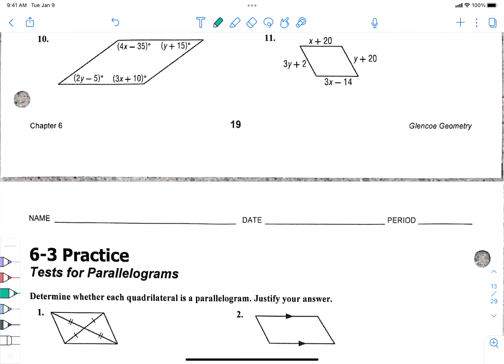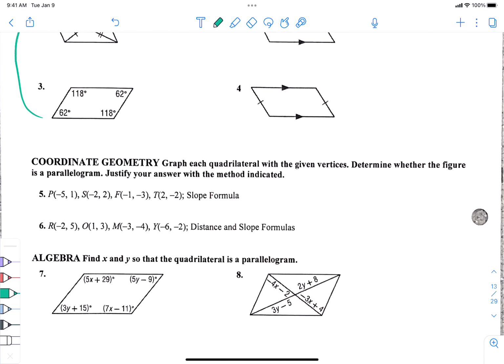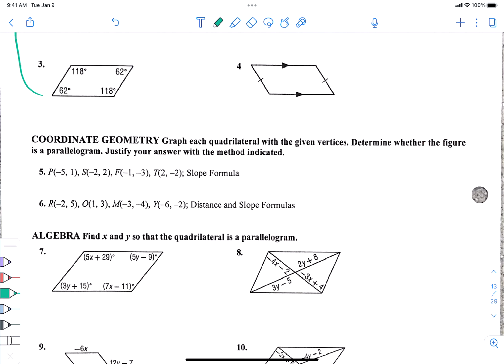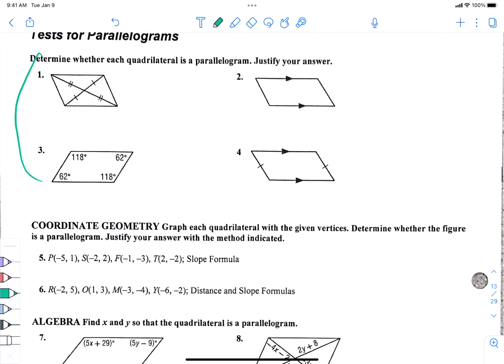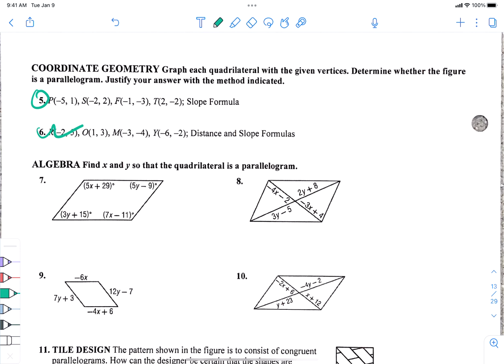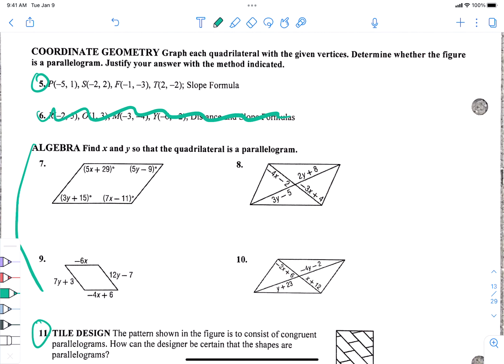Okay. On the back side, do all of the top ones again, 1 through 4, same way we did before. They don't have you do any distances. We're just going to do another slope one again. So number 5, but not number 6. Okay, 7, 8, 9, 10. Do those. And sure, go ahead and do number 11. So you can skip 6 on that side.